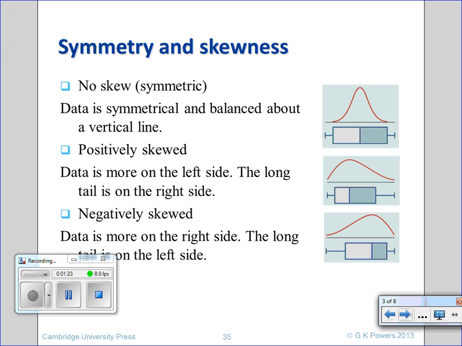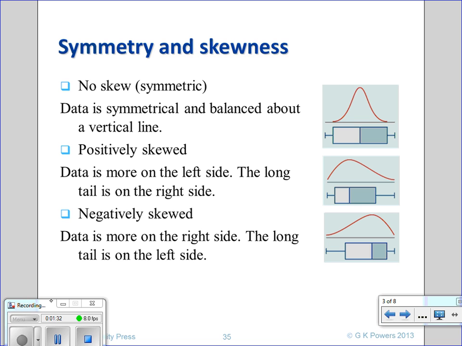Symmetry and skewness. So no skew means it's symmetrical. They've given you a graph and a box and whisker plot to show you what that looks like. They've given you a positively skewed. Positively skewed, the tail leads in the positive direction. There's more data on the negative side. So the tail is what tells you. Positive, it's got a tail in the positive direction. Negative, it's got that tail in the negative direction.